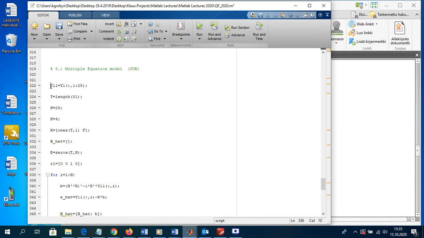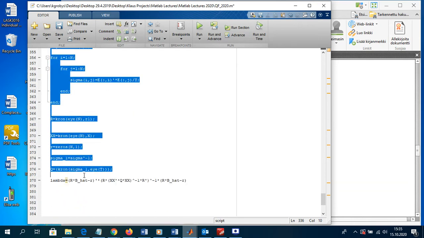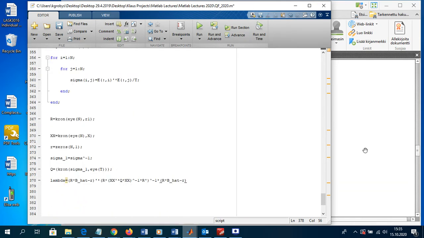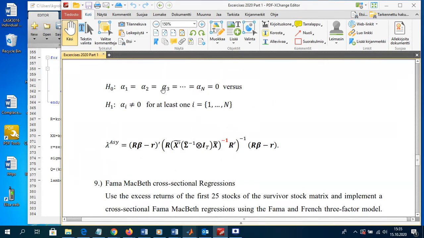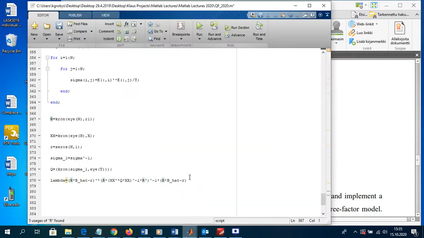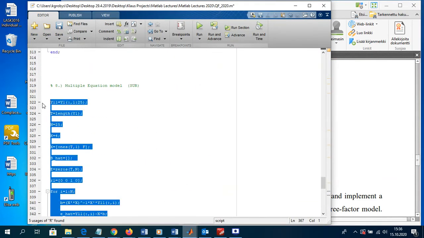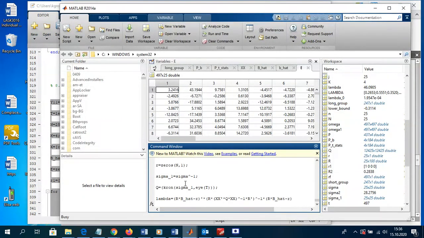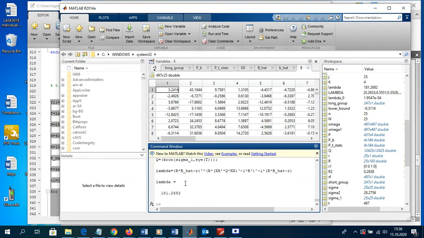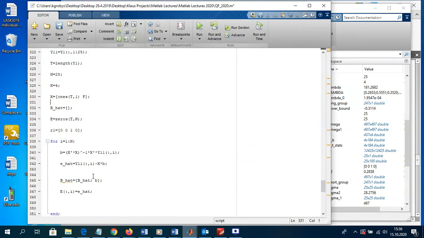Now we can copy everything, and our test statistic will test the hypothesis that our beta exposures against the size factor are 0. Let's see what comes out. Copy that into the command window. We have to wait again a little bit. The test statistic is huge, it's 181. So obviously the exposure against the size factor is highly significant. Size matters here.